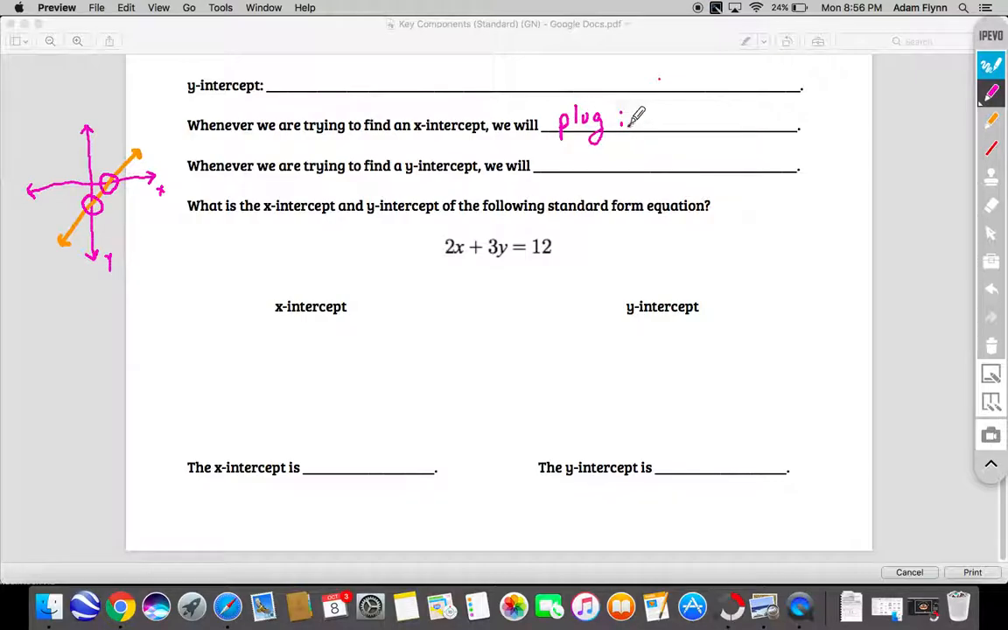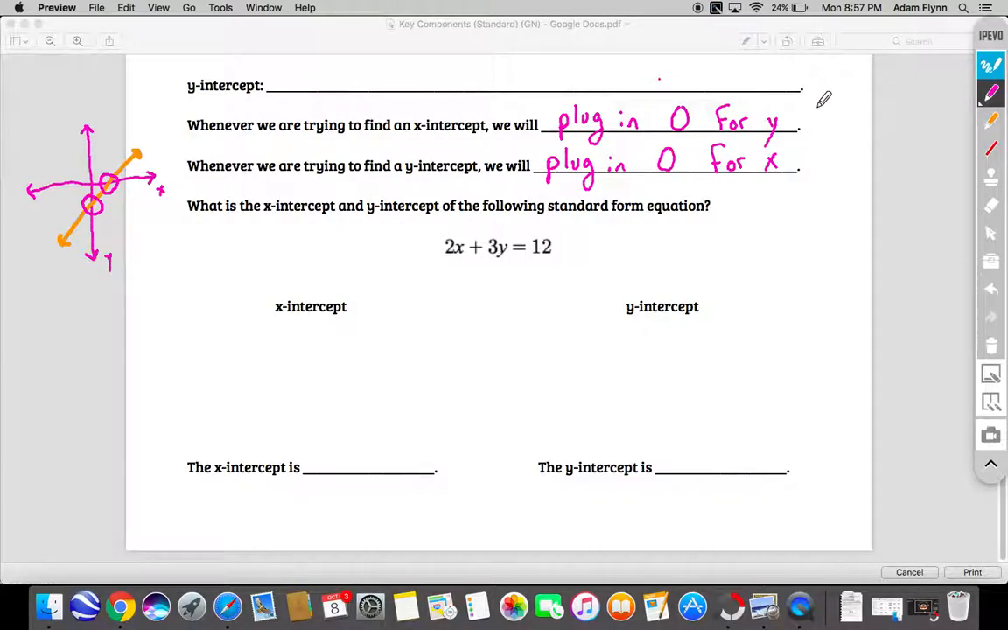Okay, so in order to find an x-intercept in any equation, not just linear equations, we will plug in 0 for y. Okay? And the reason we plug in 0 for y again is because our y-coordinate will always be 0 at an x-intercept. And whenever we are trying to find a y-intercept, we will plug in 0 for x.